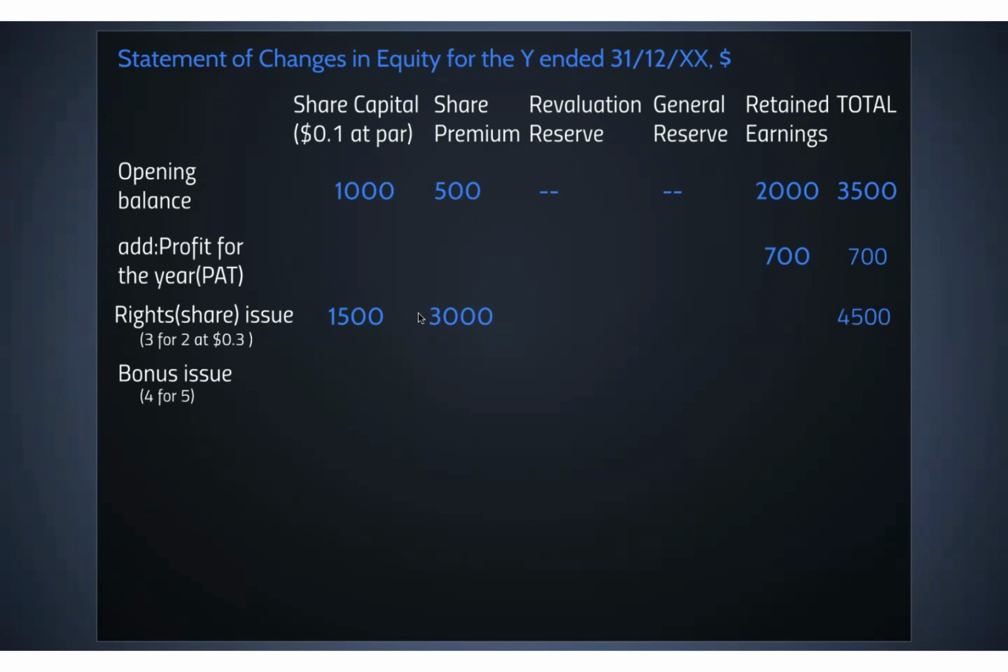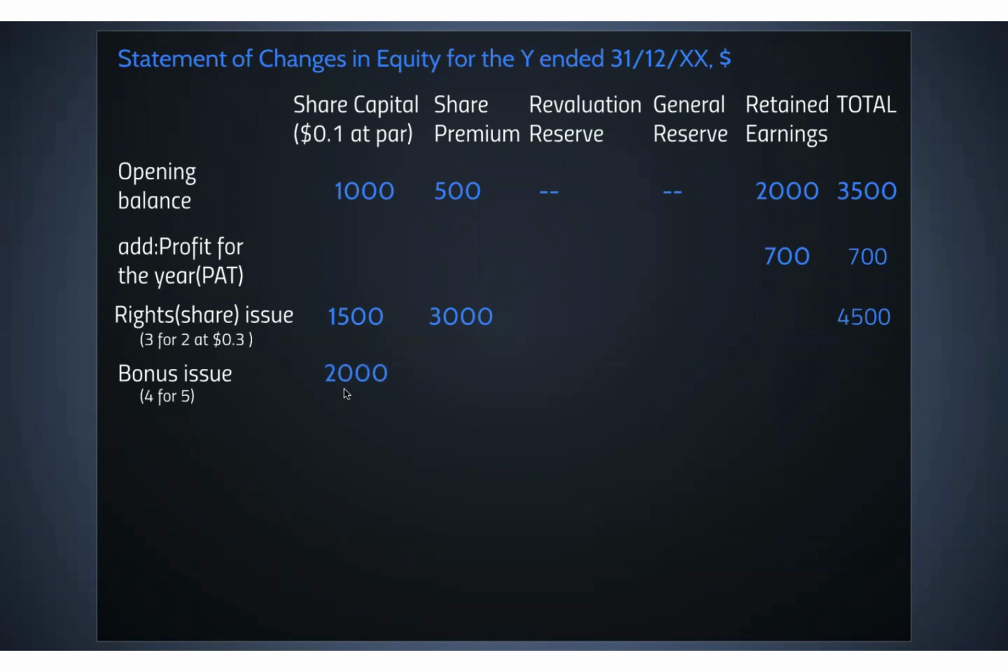Then let's assume after that rights issue, the company performed a bonus issue. The company issued 4 new shares for each 5 existing. And now the company has 25,000 shares: 10,000 at the beginning, and 15,000 issued additionally. So the company now issues as a bonus issue an additional 20,000 shares with a nominal value of $0.1. We have to increase share capital by the number of shares multiplied by nominal value, $2,000.